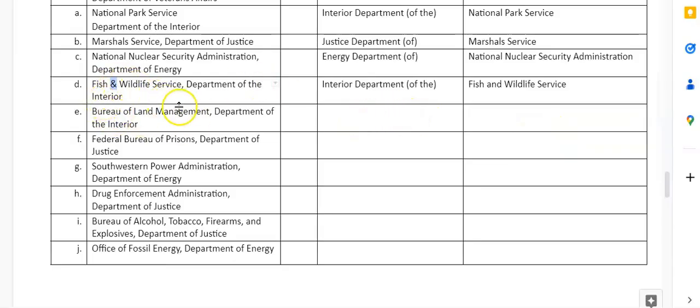Okay, for letter E, we have another Department of the Interior, and it's the Bureau of Land Management. So the most important part of the department name is Interior, Department, in parentheses, we have of the. And then now when we do the level 3, we want to again focus on the most important part of this name. So Bureau isn't as important as Land Management. So Land Management Bureau of, in parentheses, is our level 3.